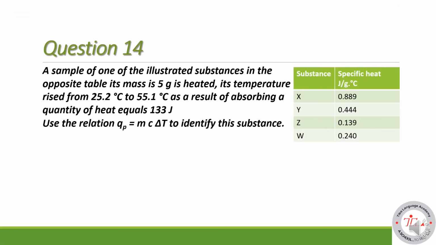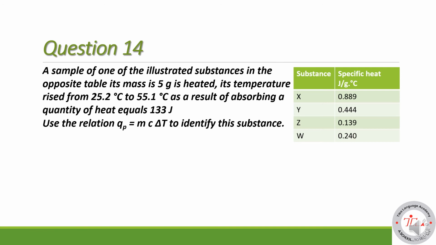Question 14. A sample of one of the substances illustrated in the opposite table, its mass is 5 grams, which means that M equals 5, is heated. Its temperature rose from 25.2 Celsius to 55.1 Celsius. We can get delta T from this by T2 minus T1, 55.1 minus 25.2 Celsius. This is as a result of absorbing a quantity of heat equal to 133 joules. This means that Q equals 133 joules. Use the relation Q equals MC delta T to identify this substance.